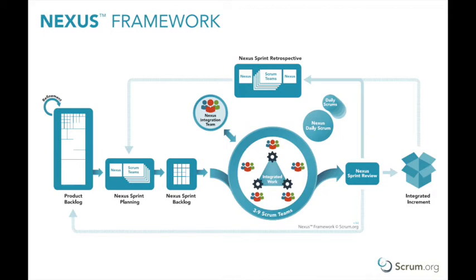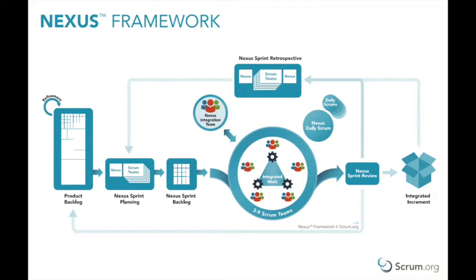Sixth, Nexus Sprint Retrospective. Appropriate representatives from each Scrum team meet to identify shared challenges. Then each Scrum team holds individual sprint retrospectives. Appropriate representatives from each team meet again to discuss any actions needed based on shared challenges to provide bottom-up intelligence.